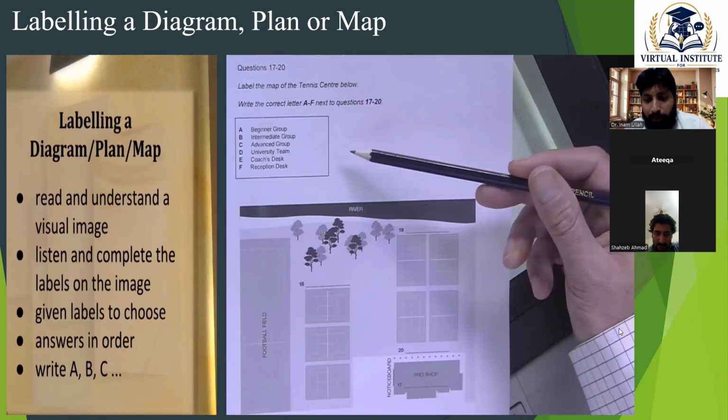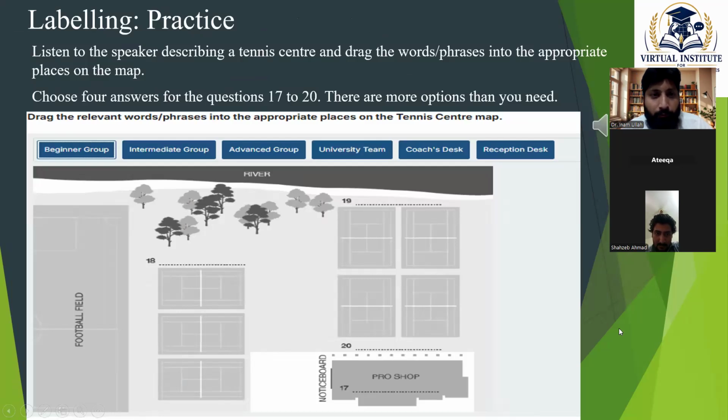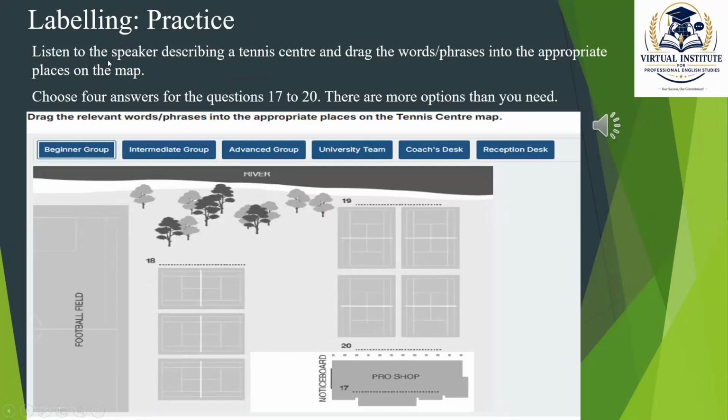Okay, let's see an example of this. So here we will be practicing the labeling part. Listen to the speaker describing a tennis center. This is a tennis center as per the instructions, and drag the words or phrases into the appropriate places on the map, right? So we have these maps, and this is the tennis center. So we need to drag words from here to the appropriate places.